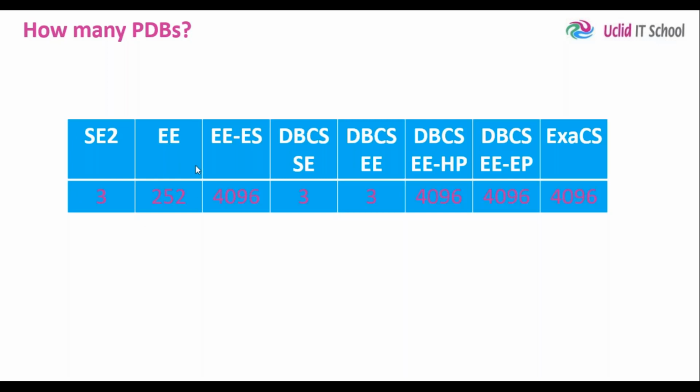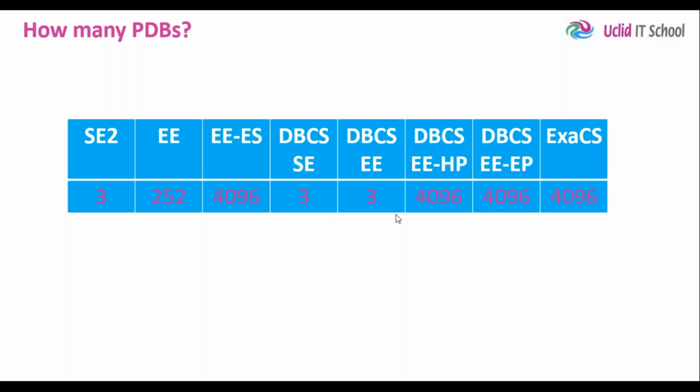The first three options are for the on-premises environment. In on-premises, you have Standard Edition 2, SE2, and Enterprise Edition. If you are installing SE2, you can create up to 3 PDBs in a container database. If you are installing Enterprise Edition, you can create up to 252 PDBs. These two are on generic hardware. If you deploy Enterprise Edition on Exadata hardware, you can have up to 4096 PDBs. The next options are cloud-based, Oracle cloud-based.